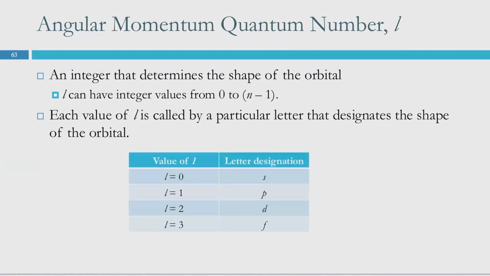Our angular momentum quantum number is our next number. And this is also an integer. It's a positive or negative whole number that determines the shape of the orbital. I would call this the shape family. Sometimes I think we also call it the subshell.